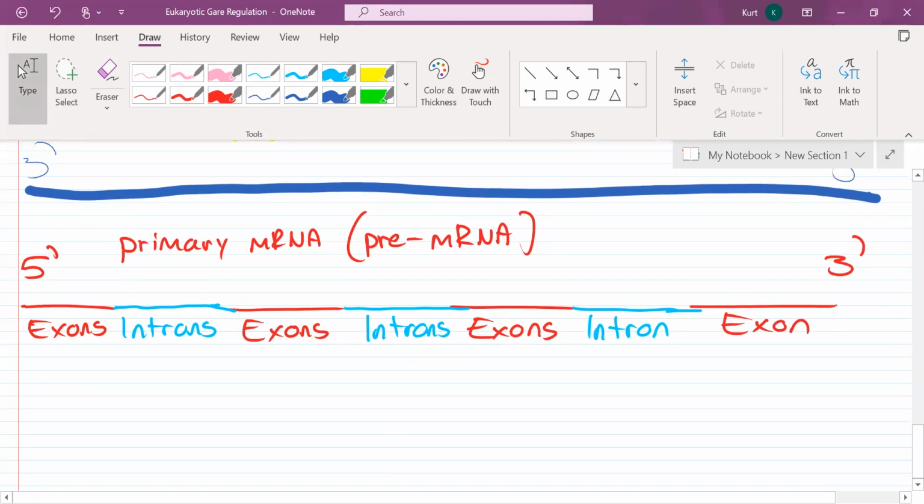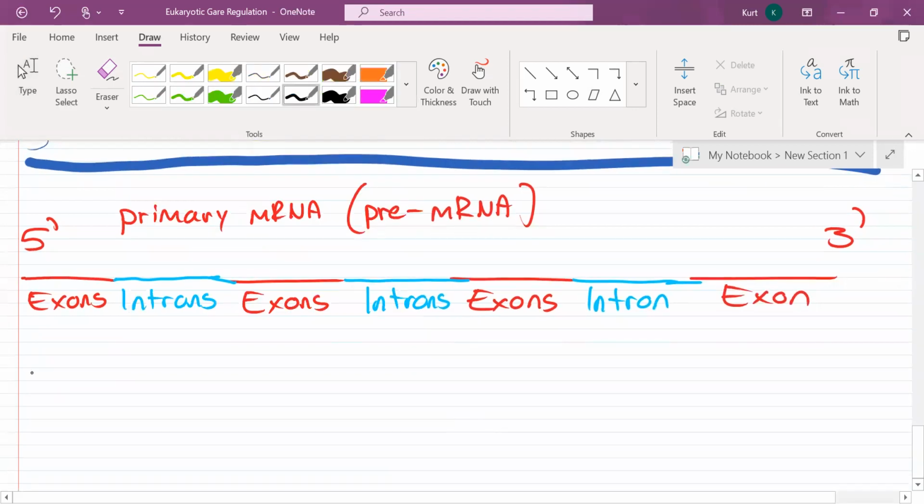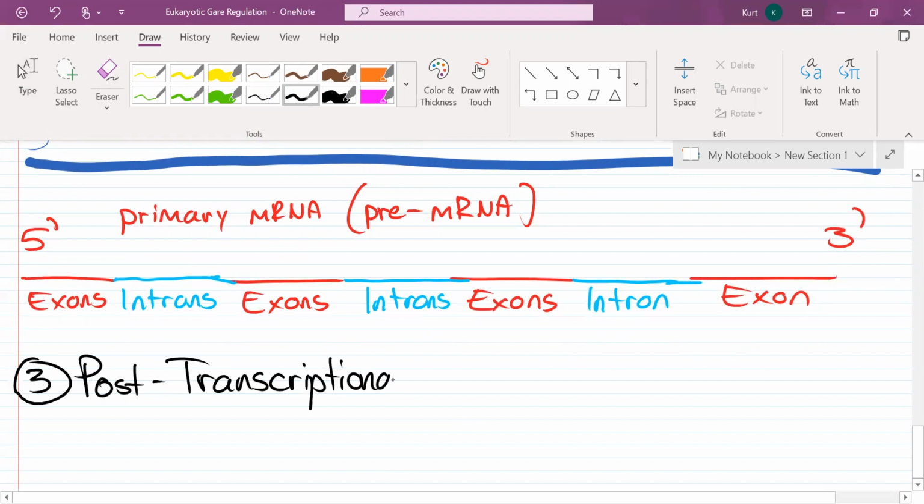Well, what happens to those introns and exons? That's only step 2, guys. We have 5 steps. So let's go to step 3. Post-transcriptional control.